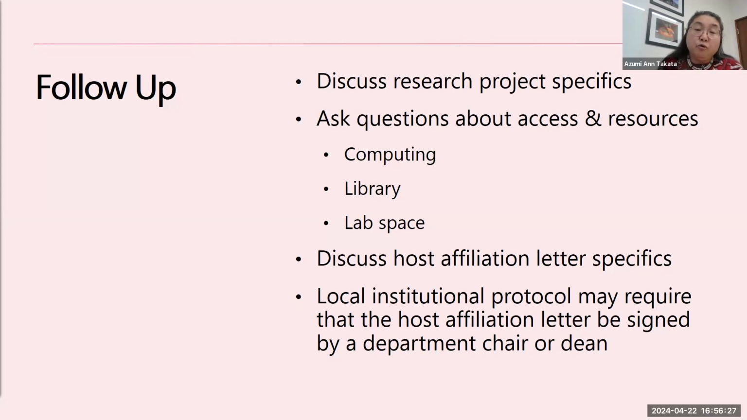Now, keep in mind that local institutional protocol may require that the host mentor that you're going to be working with may not be the person who's going to sign your affiliation letter. Those things you can find out as you're following up. Does this letter need to be signed by a department chair or maybe somebody at the dean of the faculty level? Those things do vary by country, and so you will need to find out at some point exactly what that protocol is.